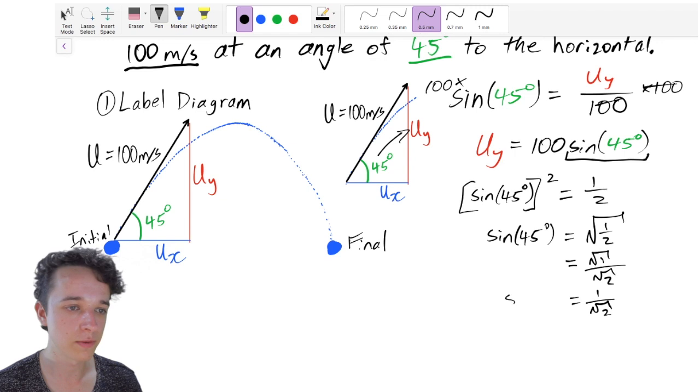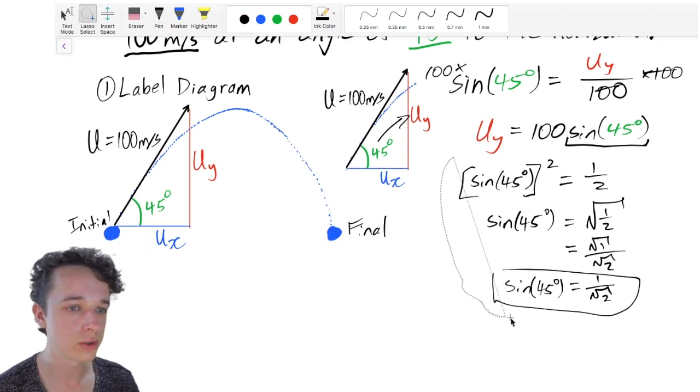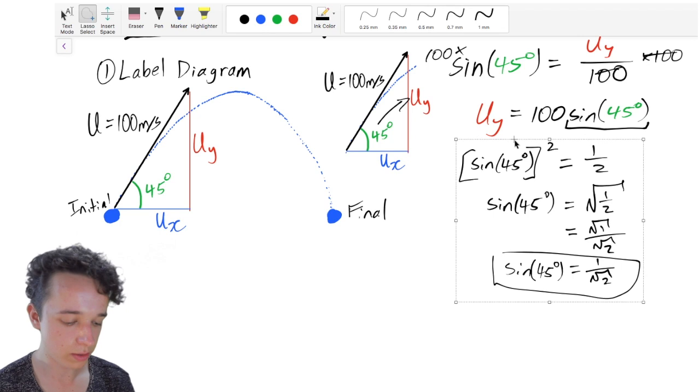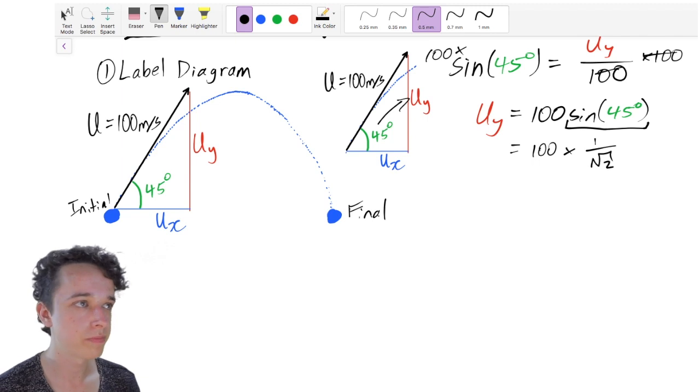So now we know that sine of 45 degrees is equal to 1 over root 2. So we'll substitute that into our equation. So 100 times 1 over root 2. And so now we know that uy has a value of 100 over root 2 meters per second.